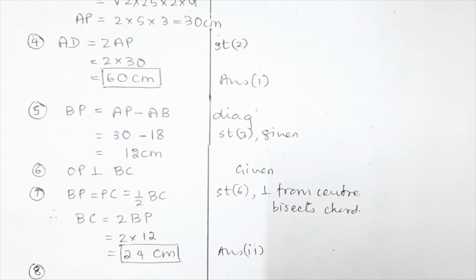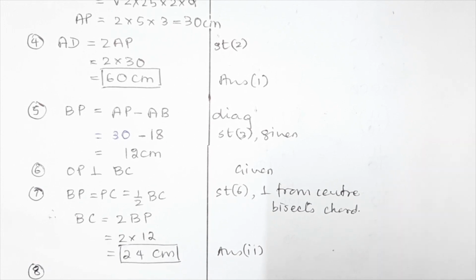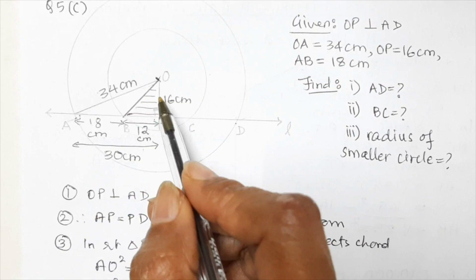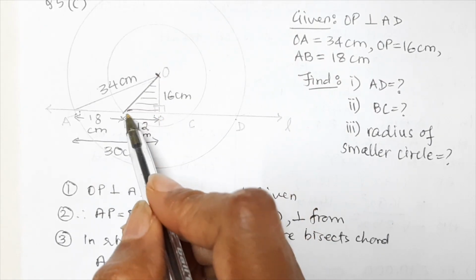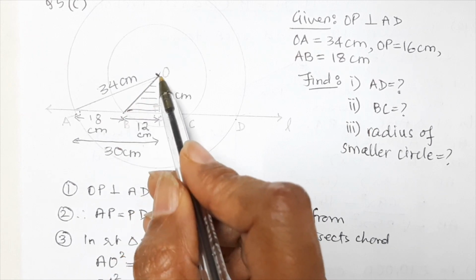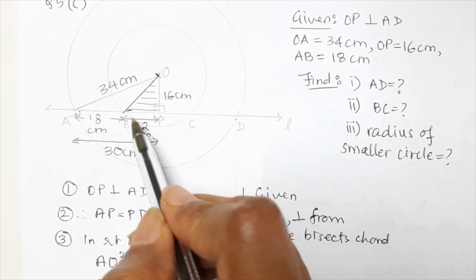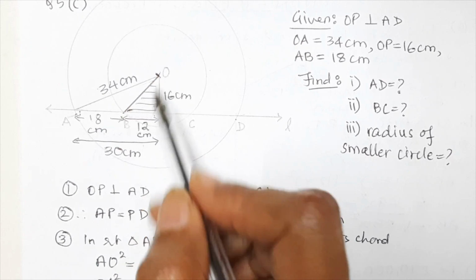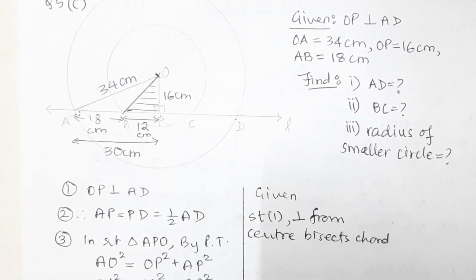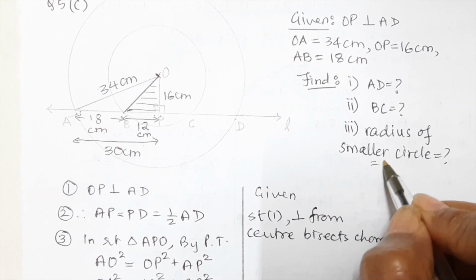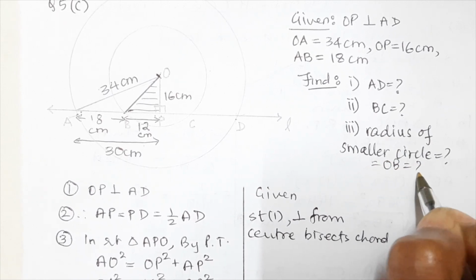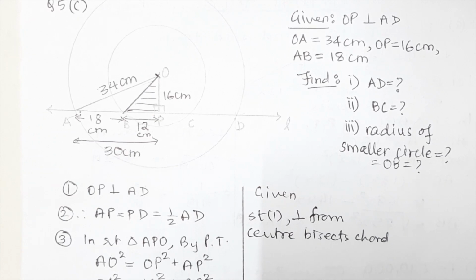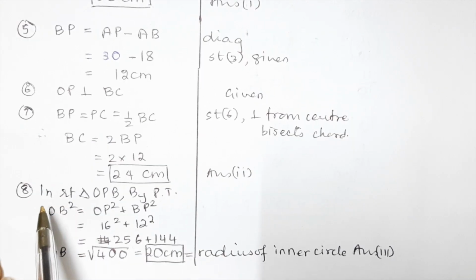We have to come now to finding the radius. Now let us look at the diagram. In a triangle OPB, you will see that OB is the hypotenuse, OP is 16 and BP is 12, and OB is the radius of the inner circle, the smaller circle, correct? So this is nothing but OB equal to question mark. So we will take this triangle, which one? OBP. So we've written just that.